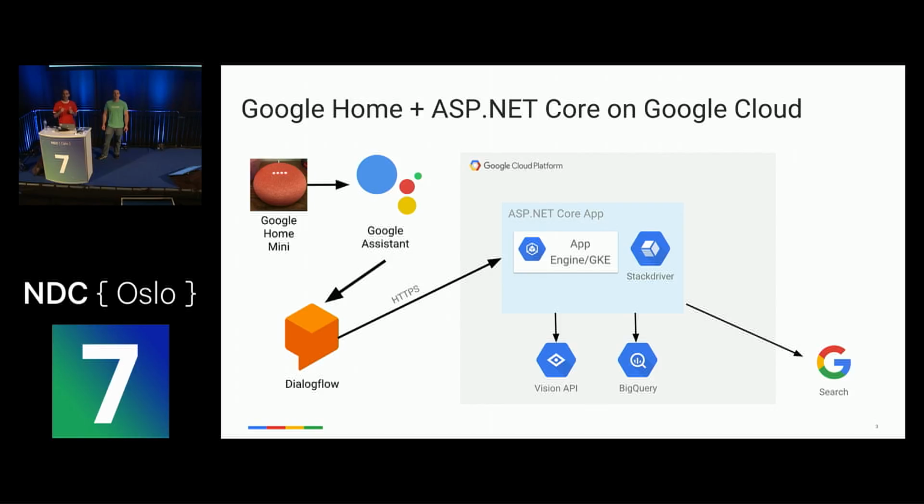So you can create what's called webhooks and pass the request to these endpoints, and then these endpoints can do whatever they need to do. In our case, we have a container, the Vision API and BigQuery that we're going to use. And then once you have the response, you can pass that back to Dialogflow, and it will say it. So that's the flow of our application.